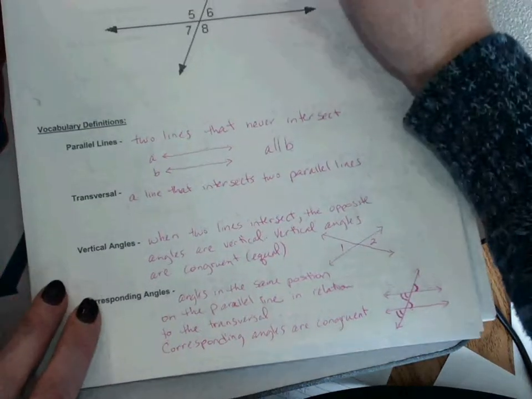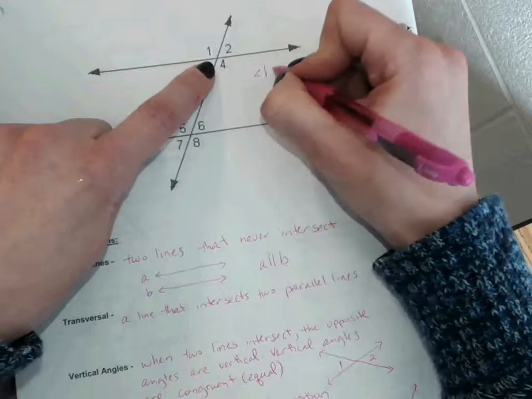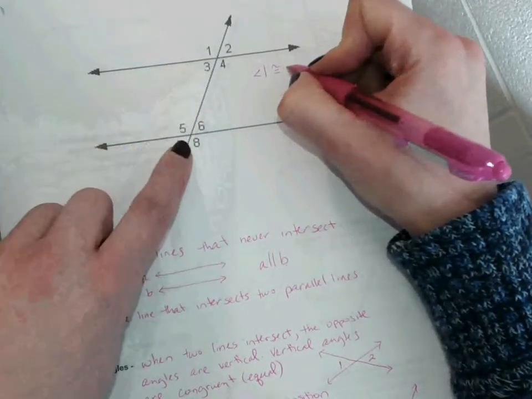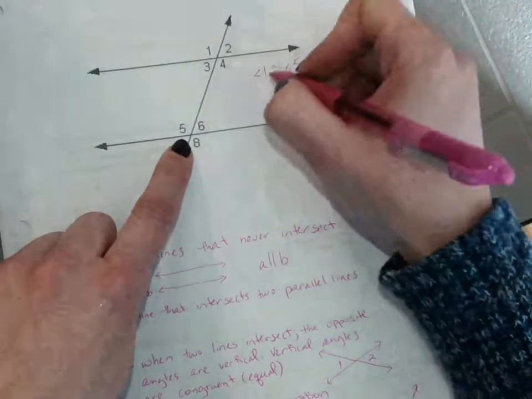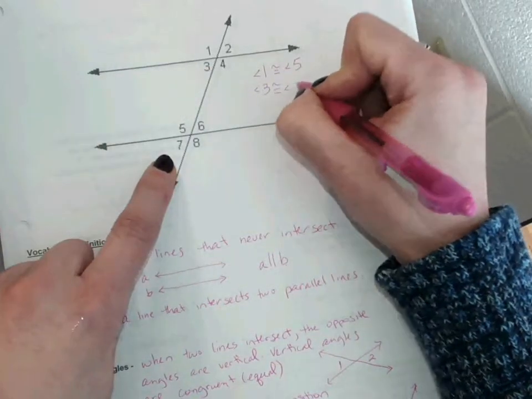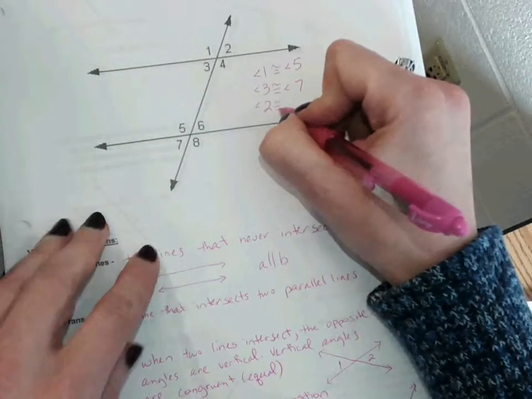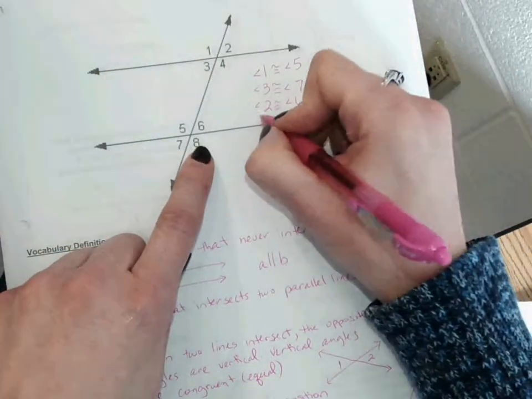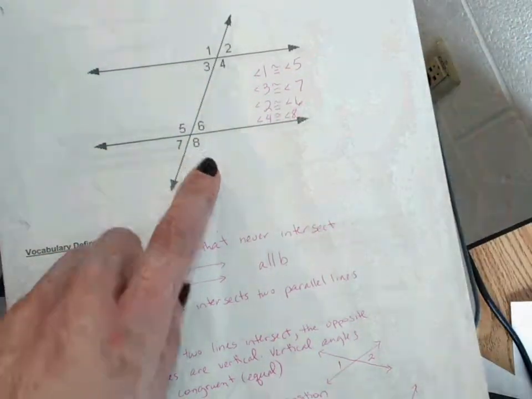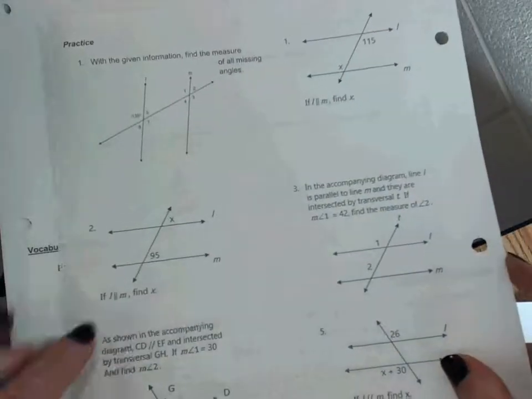So up here, I would say angle 1, and this is the symbol for corresponds to, angle 5. Angle 3 corresponds to angle 7. Angle 2 corresponds to angle 6, and angle 4 corresponds to angle 8. Okay, so keeping that in mind, let's turn it over and try a practice problem.